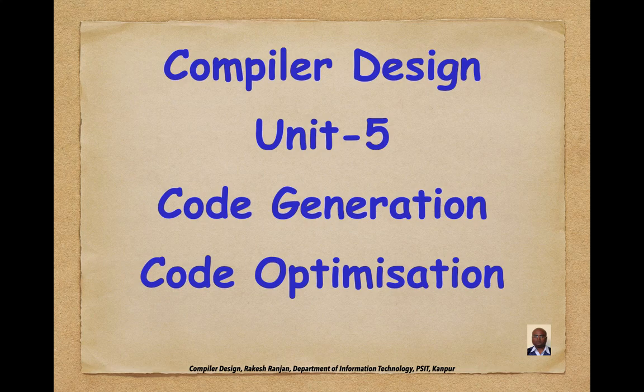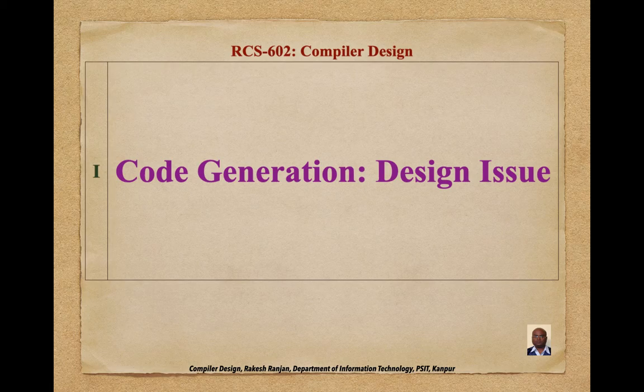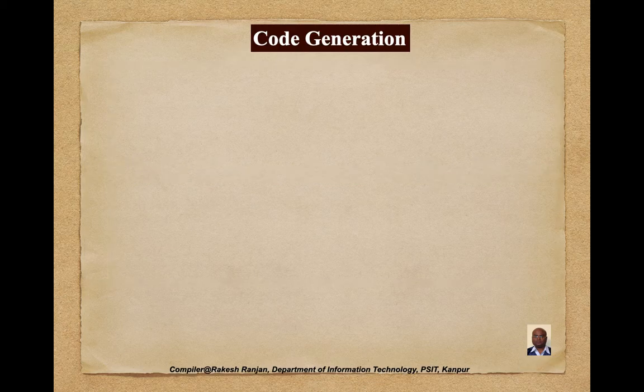Let us start compiler design unit 5, code generation. In this unit we will discuss code generation and code optimization. Code generation is the last stage of compiler design, and here we will first talk about design issues.